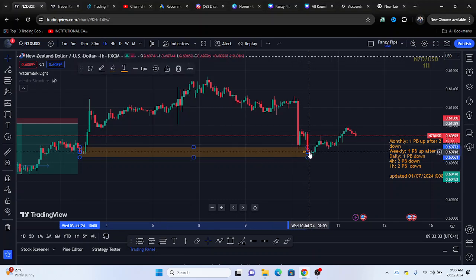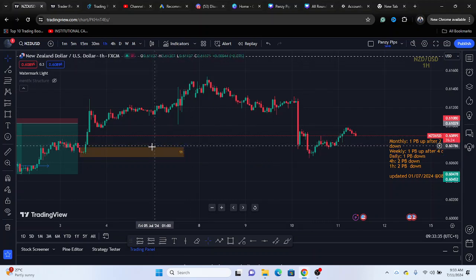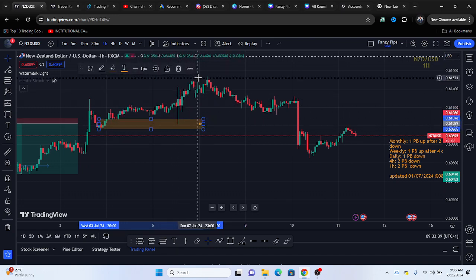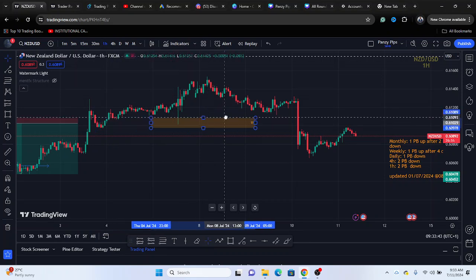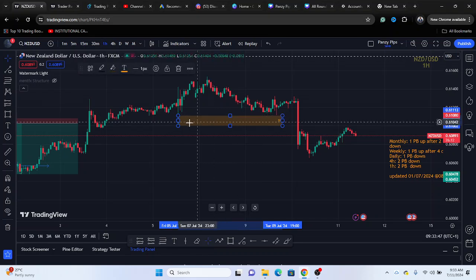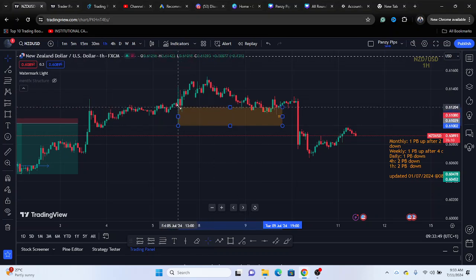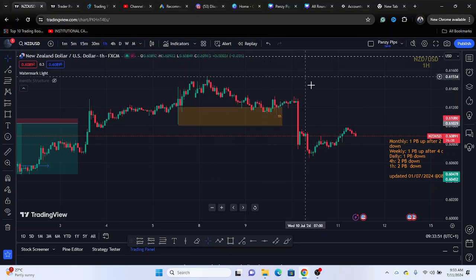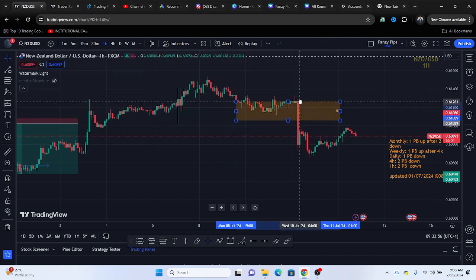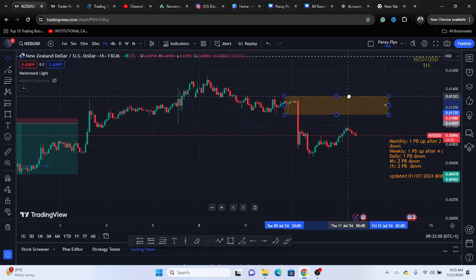Because it has metamorphosed over time. So you moved here, and then tapped into its liquidity, and then moved here, and then it moved here. Tapped into it, didn't go through, then this one crashes through. Now we are bearish on the 1 hour, so this is our 1 hour zone here.